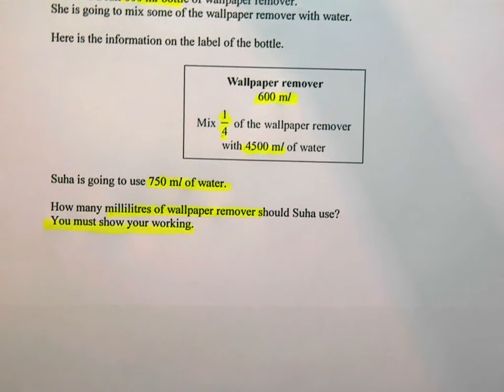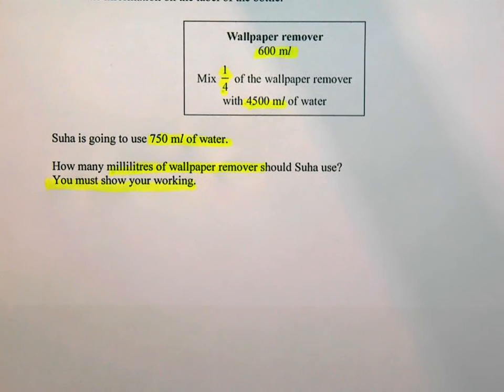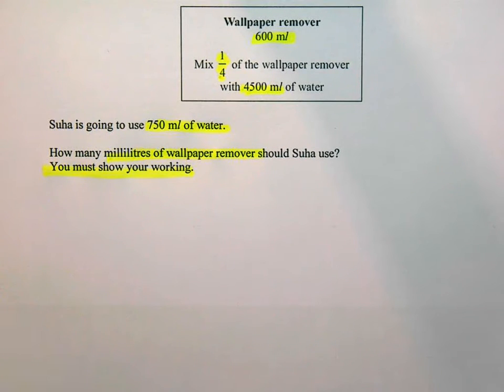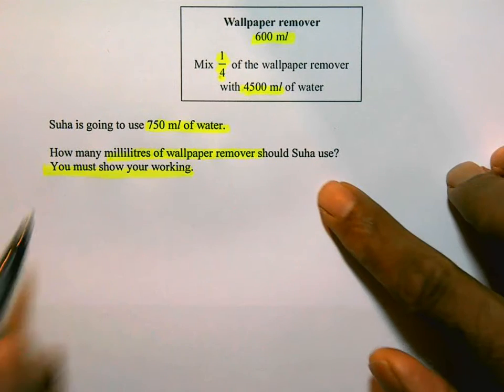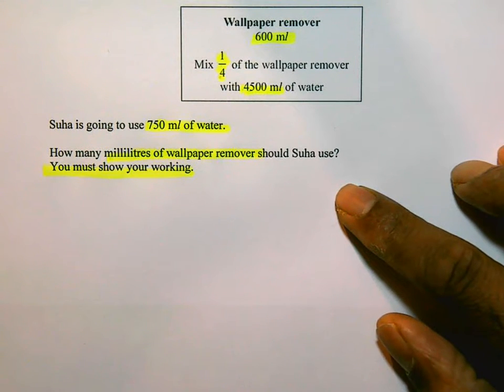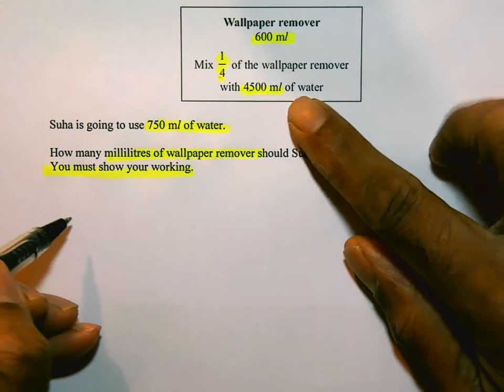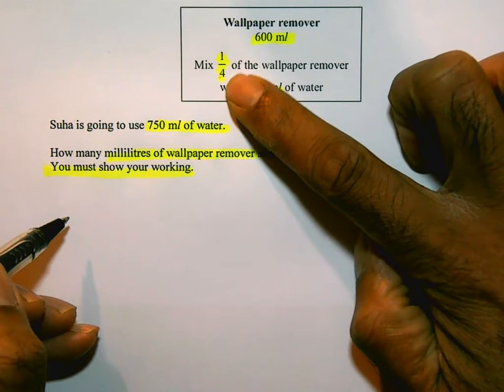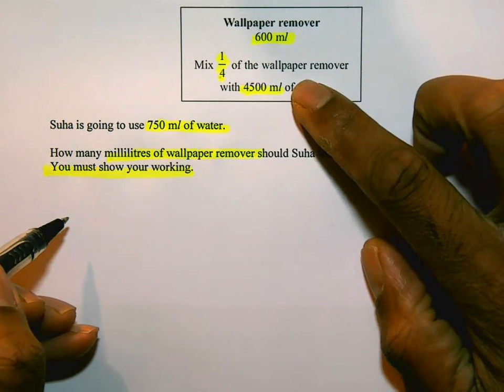So I'm going to try to break this problem down. It is quite wordy. There's a lot of information, but you need to make sure you understand what you need to do and think about the maths that you need to do in order to work out how many milliliters of wallpaper remover she should use. So I'm going to start off with the fact that in the question it says, first of all, I need to mix a quarter of the wallpaper remover.